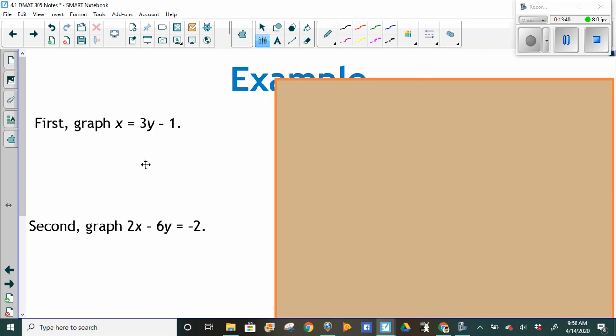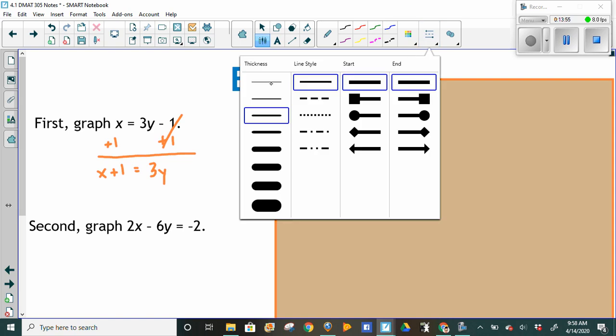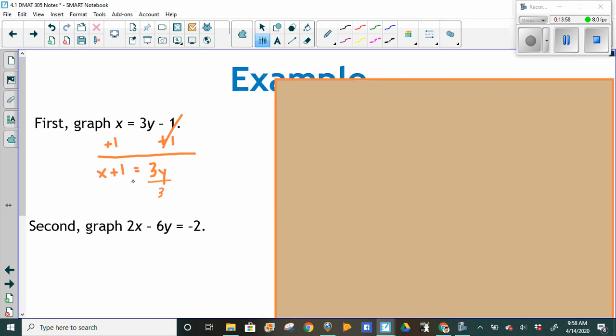All right, so now we have x equals 3y minus 1. In this case, I'm going to add this 1 over here. This one is written a little bit backwards. So we get x plus 1 equals 3y. And then I'm going to divide everything by 3. Remember, there's a 1 there. So now I'm going to have 1 over 3x plus 1 over 3 equals y, because those 3's canceled. So there is my first equation.